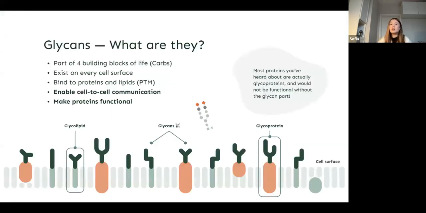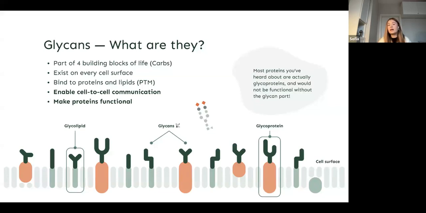So before we start with the implementation of GlycanAge, we need to understand what glycans are. And I'm sure many of you have already seen this slide, but let's go through this one more time. Glycans are, by their chemical nature, carbs, and they are one of the 4 building blocks of life. So together with DNA, proteins, and lipids, glycans are one of the 4 building blocks of life. And they exist on most of your proteins and on some of your lipids.